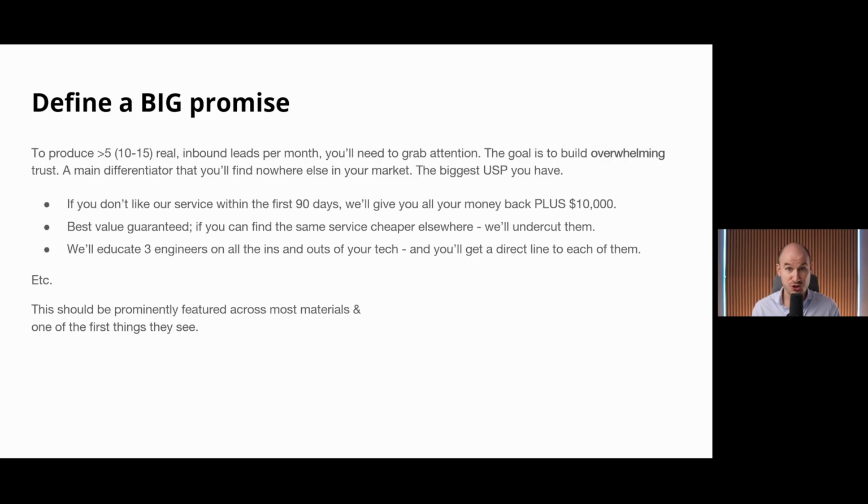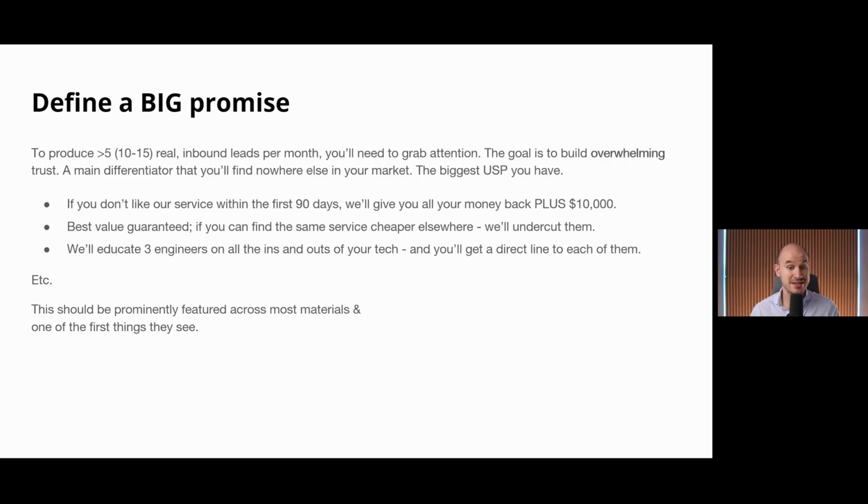If you don't like our service within the first 90 days, we'll give you your money back plus $10,000. Like, that's crazy. And you can imagine that if a business reads that, they're like, this is incredible. These guys are so confident. Let's reach out to them.